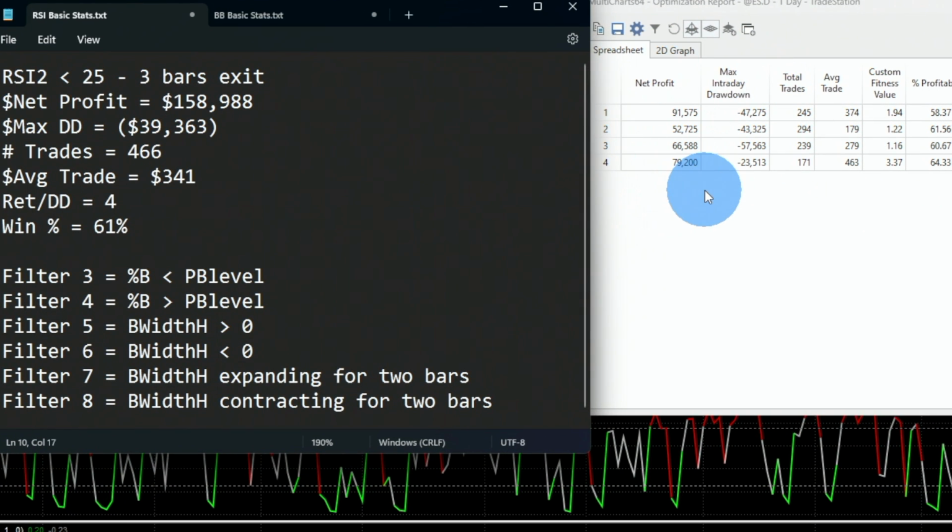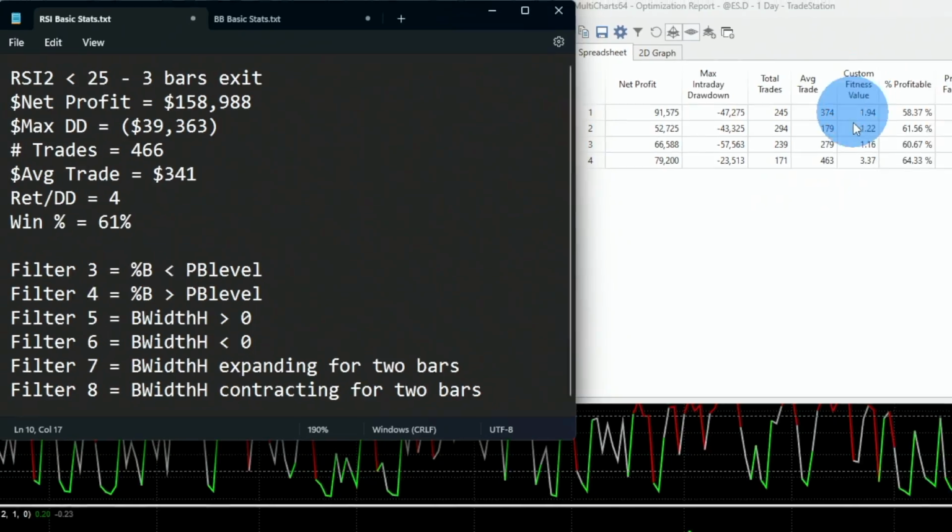And no filter enhances our strategy. So our strategy is making 158, and here the best one is making 91,000. Our drawdown is 39, and this is the best drawdown, 23. But for 23 drawdown, we are taking off half the profits. And that's why the return to drawdown here is 4, and none of these come even close, except this one, 3.37. But look at these, 1.94, 1.2, 1.1. So even though our filter reduces our trades a lot, and enhances our average trade on some of them, no filter makes a better strategy when it comes to return to drawdown ratio.